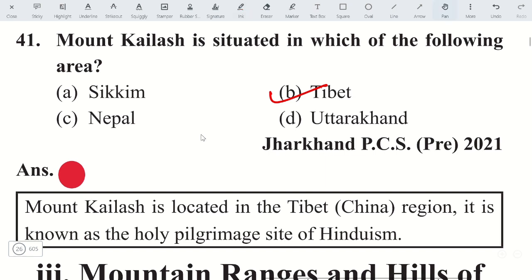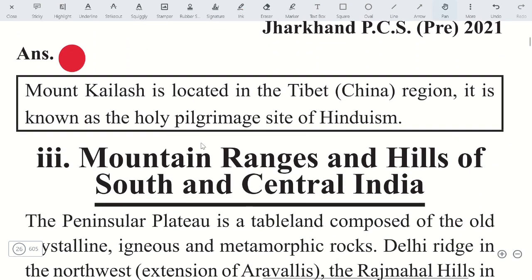Our next chapter will be mountain ranges and hills of South and Central India. We will see it in the next class.